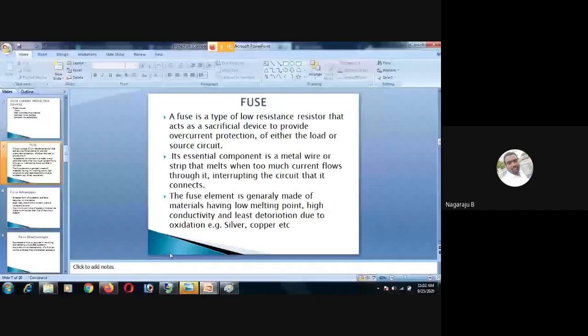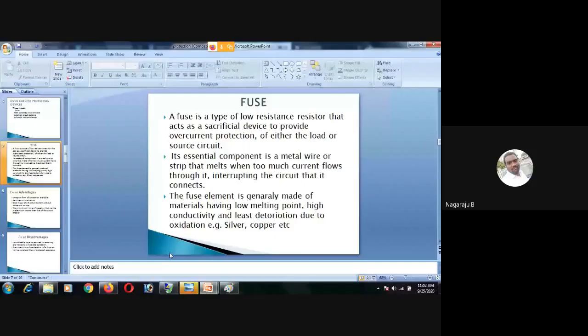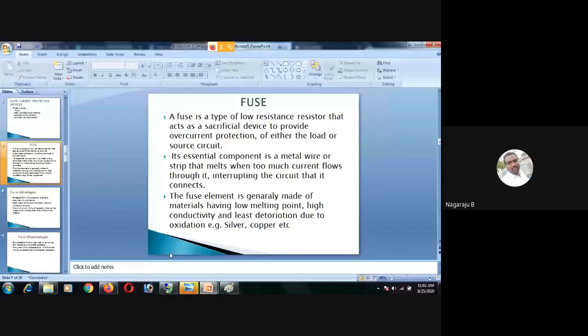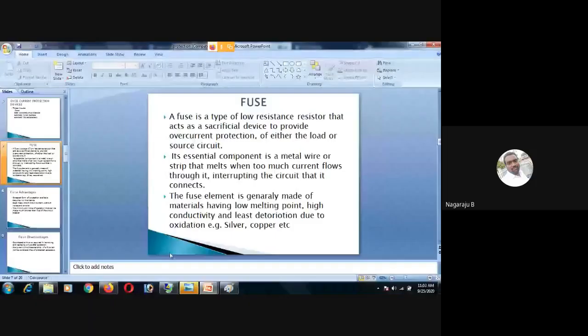Whenever overcurrent is passing through that particular conductor, automatically it is going to destroy that conductor when the overcurrent passes through it in the event of an overload or short circuit condition.